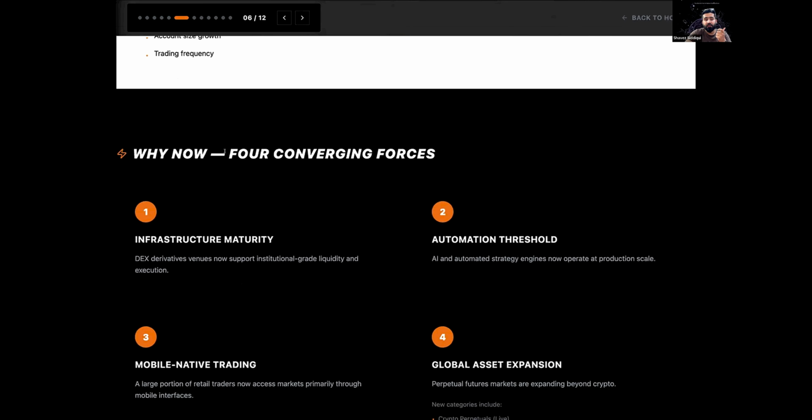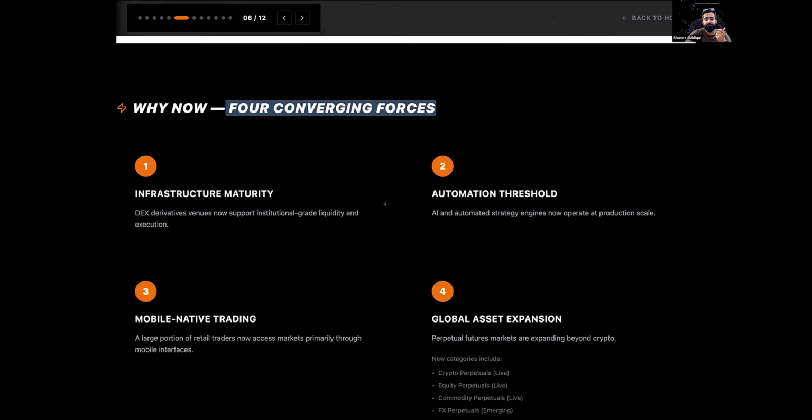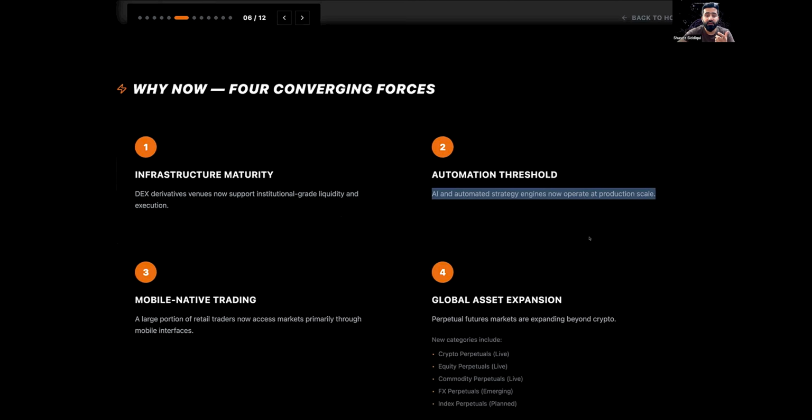So why now? Four converging forces of us launching it right now in this market condition. Infrastructure maturity of the industry, of the derivative venues that are there. They support institutional grade liquidity and execution, such as Hyperliquid. There is infrastructure maturity that is available in the market. Then automation threshold, which is AI and automated strategy engines now operate at production scale. So we are offering you such a threshold for retail users and which is accessible.